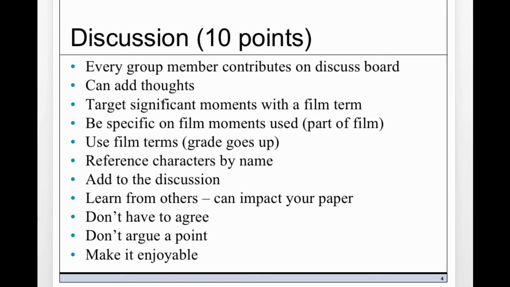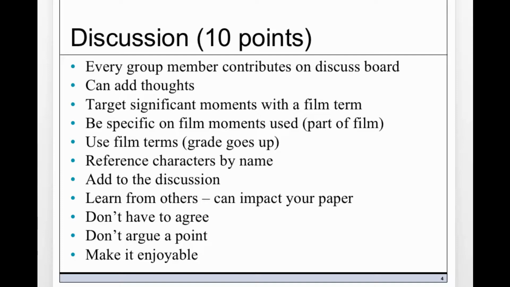And as you watch it, you target those specific moments that help support the discussion points you're making. Use a film term. That'll help everybody learn them and help you understand what they learned from it. Be specific on the film moments. Use that specific time it happened so everybody knows it. Use film terms. The grade goes up when you do that. Reference characters by name. Don't just say that fella that did this. Sometimes they won't use a name for some characters, and that will change it, but that's what you should look for.